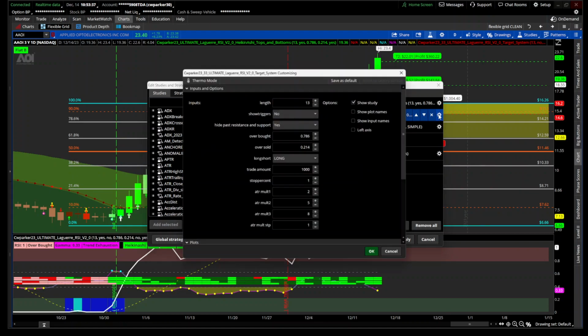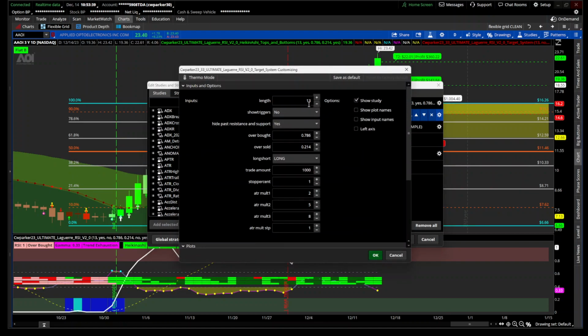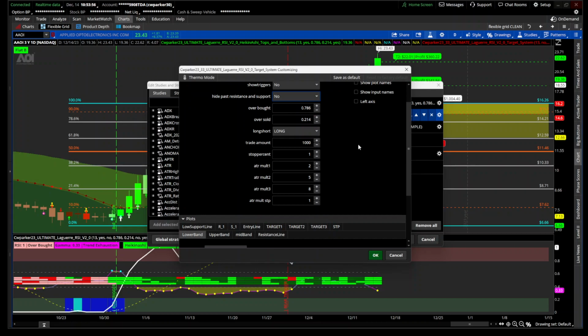So here are some of the features. It represents the same length of the RSI, so you can change the length and show the triggers. This indicator has the triggers in it as well. You can hide the past support and resistance levels. You can change the overbought and oversold because that's what the triggers are based off of. And if you're looking for a short, you can change that as well to long and short. I'm going to change it to short, but you can change the trade amount, how much you're willing to risk. $1,000. This is 1 times ATR, 2 times ATR, and so on and so forth.